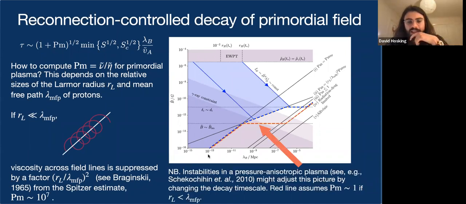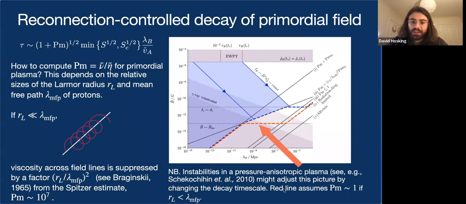Now, there is one last subtlety that I should mention. Of course you have to suppress your viscosity, but the decay of magnetic fields in a pressure anisotropic plasma like this, a plasma where you have an anisotropic viscous tensor, is subject to certain instabilities, and the presence of those instabilities could in principle adjust the picture of the decay. This is not, I think, a well-studied thing.